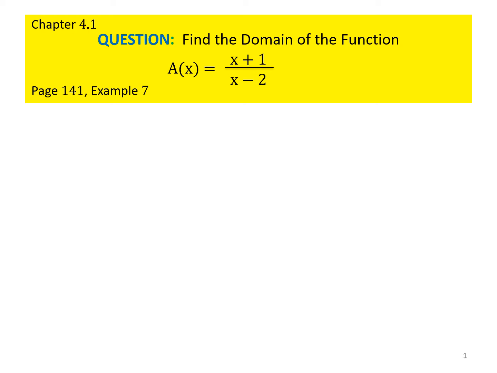You're going to be asked a question: find the domain of the function. Now, if we look at this function, we see it's a rational function because it has a fraction that has a variable in the denominator. What we know about fractions is you cannot have a denominator that equals 0.